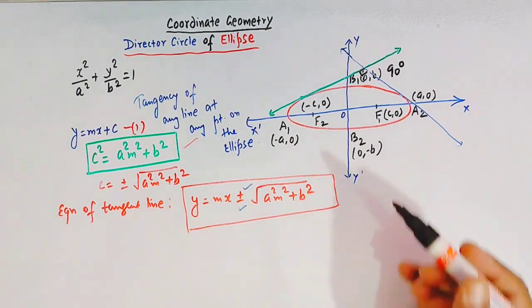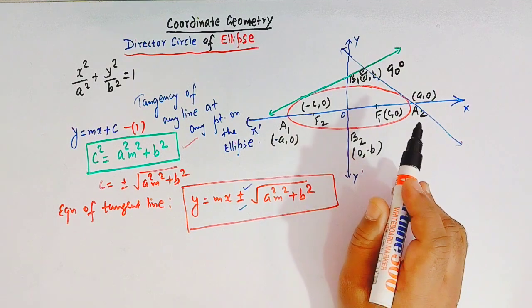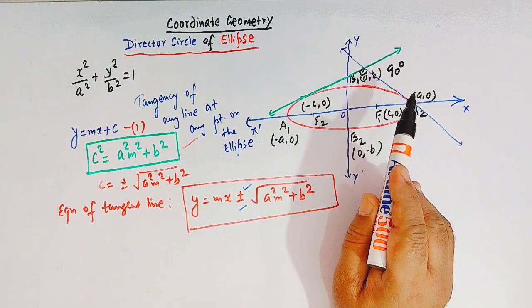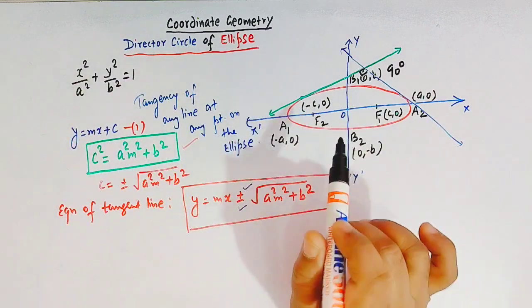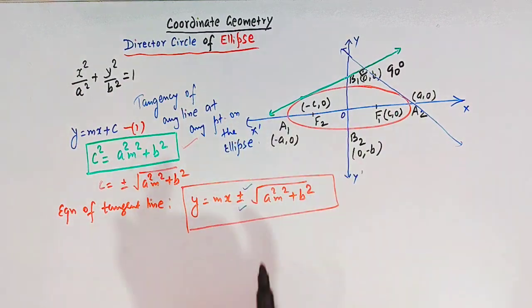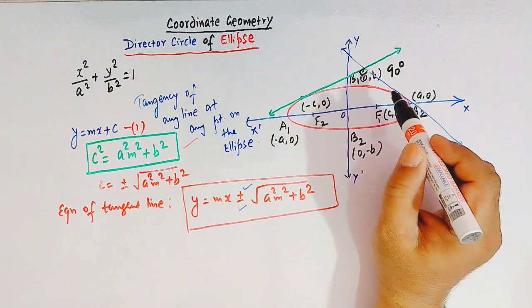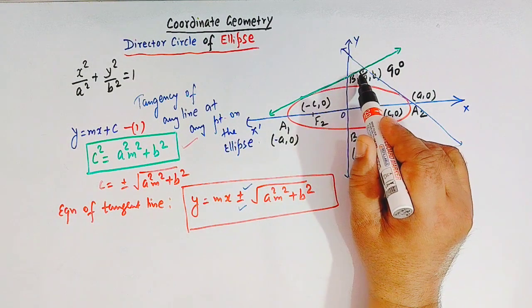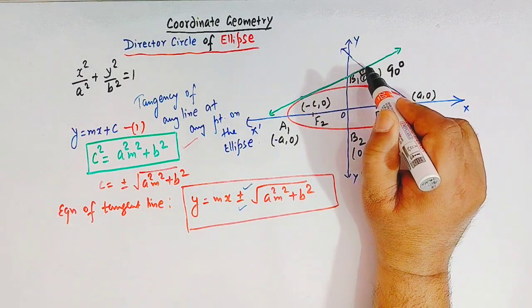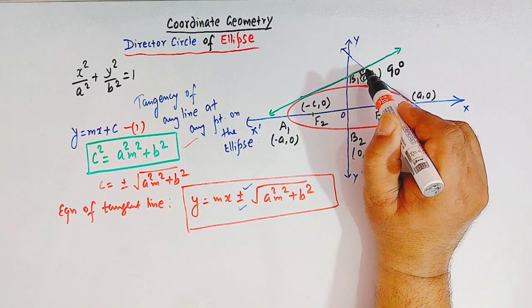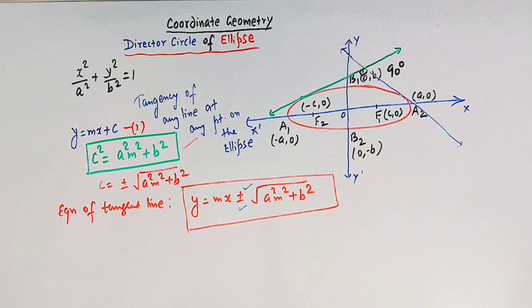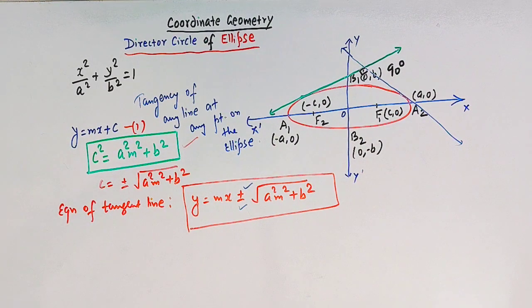In other words, we can also say that the locus of the points of intersection of the tangents to this ellipse which are perpendicular to each other is called the director circle, right? So whenever we have tangents which are perpendicular to each other, then the locus of their point of intersection traces a circle known as the director circle.